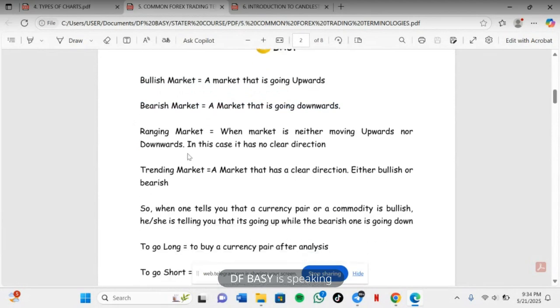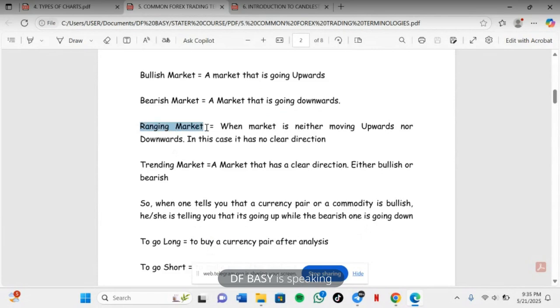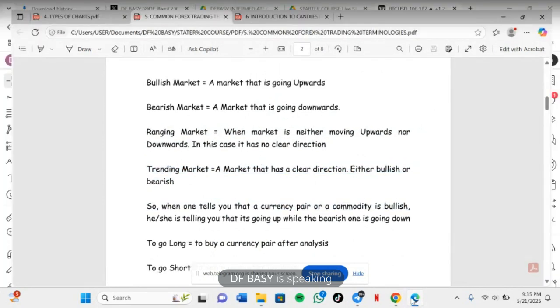All right. A ranging market is when the market is moving neither upward nor downward. In this case, it has no clear direction. A trending market is when the market has a clear direction, either bullish or bearish. Now an example of a ranging market.